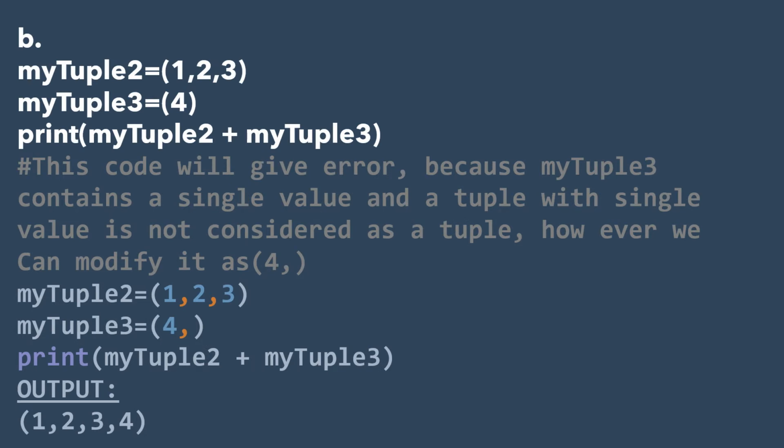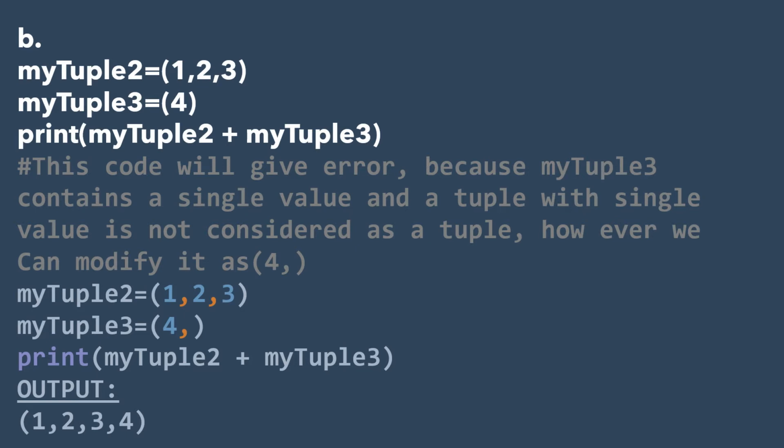Now the next code is like this. my_tuple2 is a tuple having values 1, 2, 3, and my_tuple3 is another tuple having the value 4. Now you want to print my_tuple2 plus my_tuple3. That means you want to join two tuples. But this code will also give you an error because my_tuple3 contains a single value, and a single value in parentheses is not considered a tuple. So you cannot add these two things.